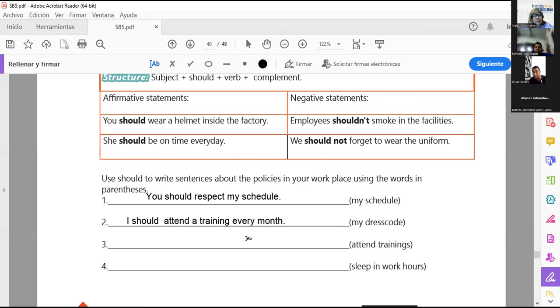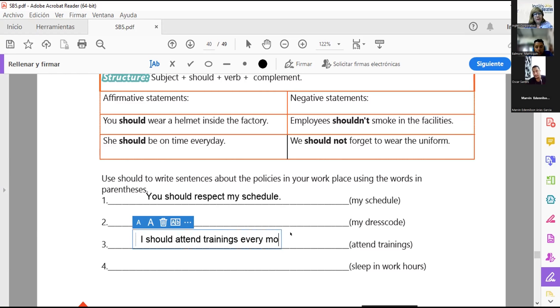Ah, yes. I need new glasses. I don't know if I can move it. I have to erase it. And then trainings every month, something like that, right? Every month.